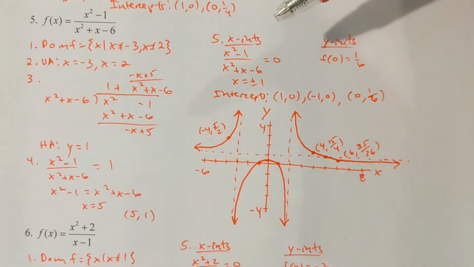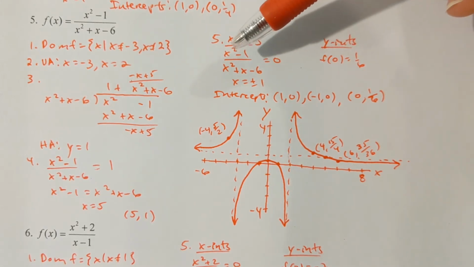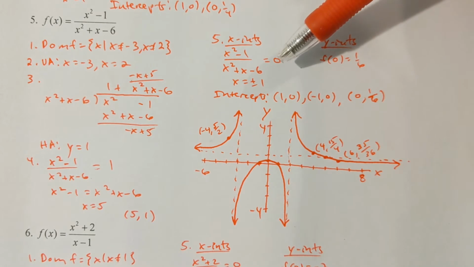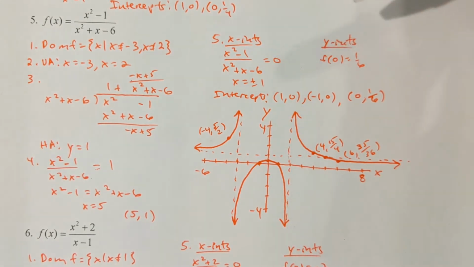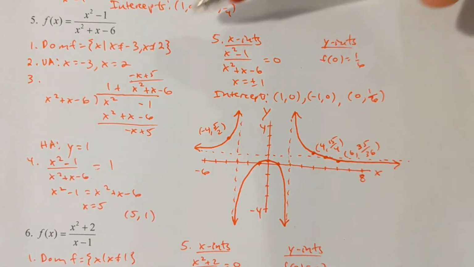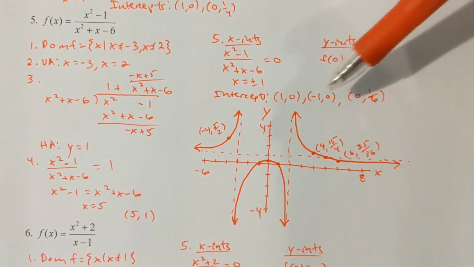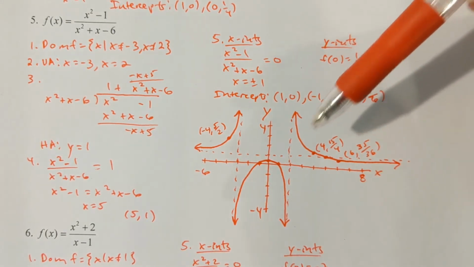Step 5 is getting the intercepts. When you set the function equal to 0 and solve, x squared minus 1 equals 0 means that x squared would be equal to 1. So when you take the square root of both sides, x would be plus or minus 1. And when you plug 0 into the function to get the y-intercept, you get 1/6 in return. These 3 points would be my 3 intercepts on the graph.